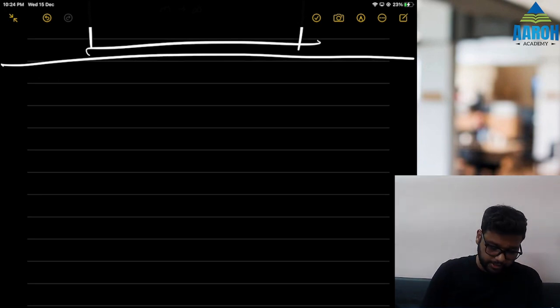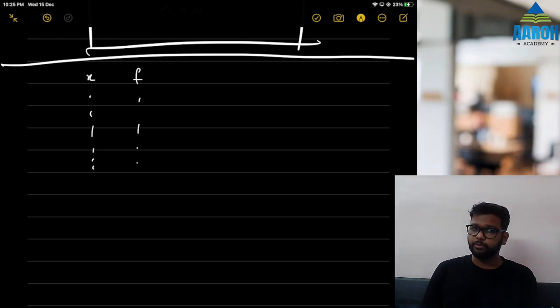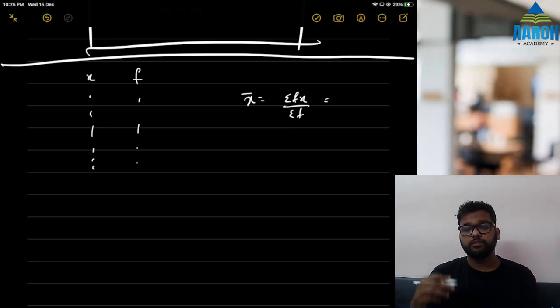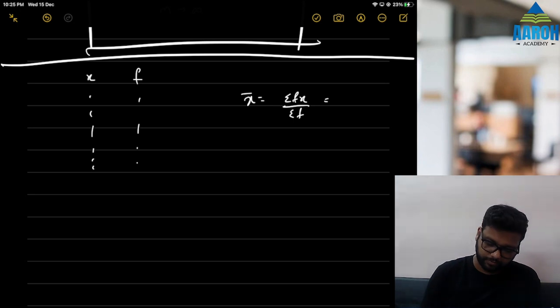And fitting, yes, I'll explain fitting. If you want to fit a binomial distribution, let's say some data is given to us and we want to fit the binomial distribution. Then we fit on the basis of mean. What do we do first? We calculate the mean of this data by doing summation fx upon summation f. This mean, we set equal to the mean of binomial distribution, which is E of x.